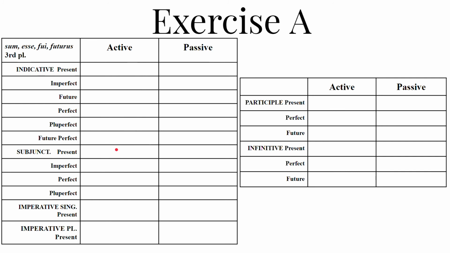The present subjunctive of sum: sim, sis, sit, simus, sitis, sint. So sint goes here. The imperfect is the present active infinitive plus the personal endings: essem, esses, esset, essemus, essetis, essent. Perfect is fu plus erint, fuerint. And the pluperfect is the perfect active infinitive, fu plus isse, and then the endings: fuissent.